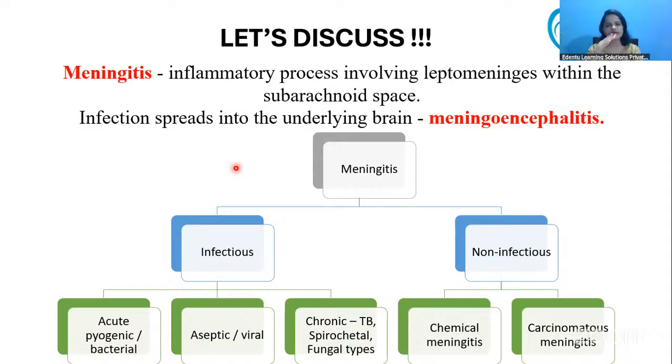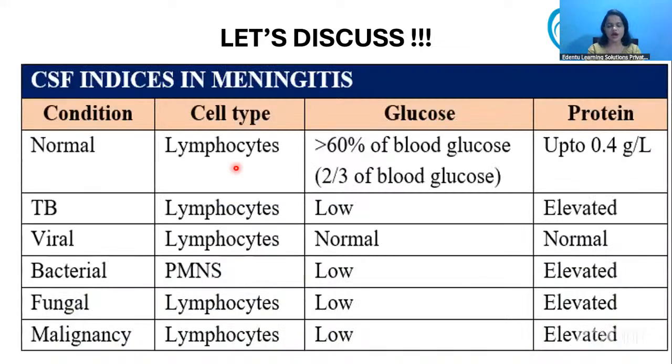Okay, so that is called chemical meningitis and carcinomatous meningitis. Now, if you look at the infectious causes of meningitis, you can see that in the normal condition, a small amount of lymphocytes may be present, glucose will be really high, and proteins can be up to 0.4 gram per dL.